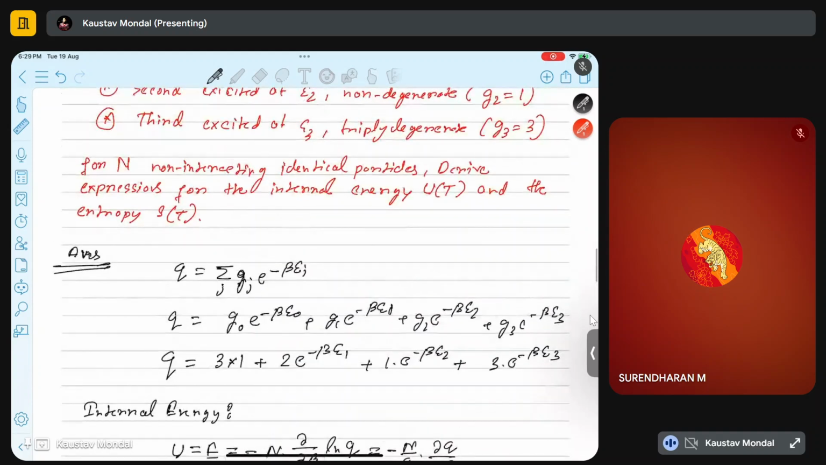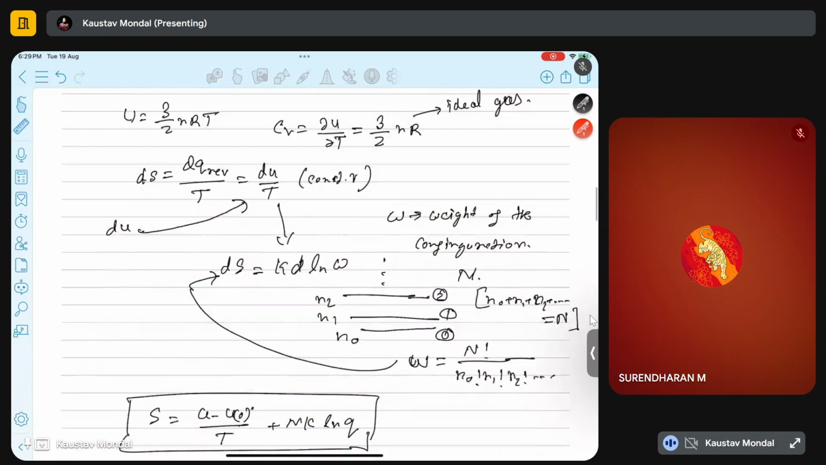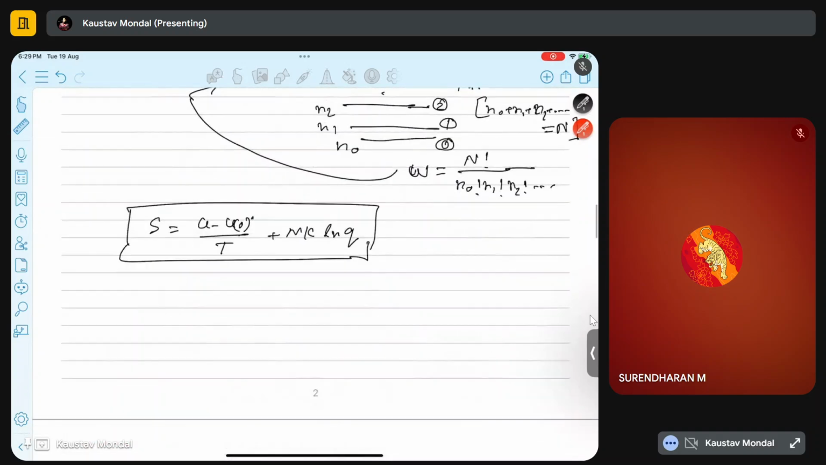The next thing in the problem, after the internal energy, is that you also have to calculate the entropy of the system. Okay. So how can you calculate the entropy? We will use the formula that we have discussed earlier. If you have the expression of the internal energy and the partition function of the system, using this formula you can easily calculate the entropy of the system, right?